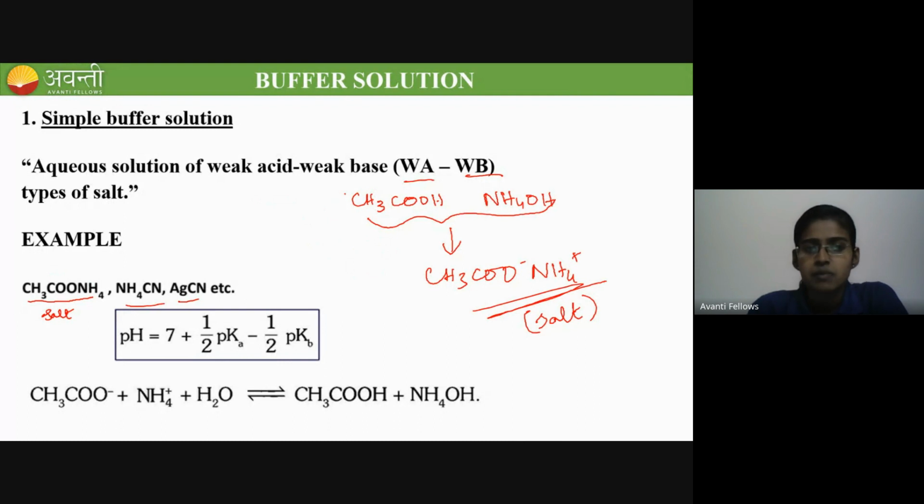And if we want to find out the pH of weak acid and weak base, we have to use this formula: 7 plus 1 by 2 pKa minus 1 by 2 pKb. Okay. Very important formula which has to be used for weak acid, weak base.